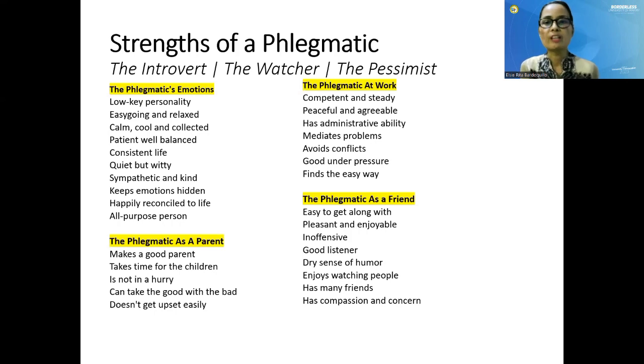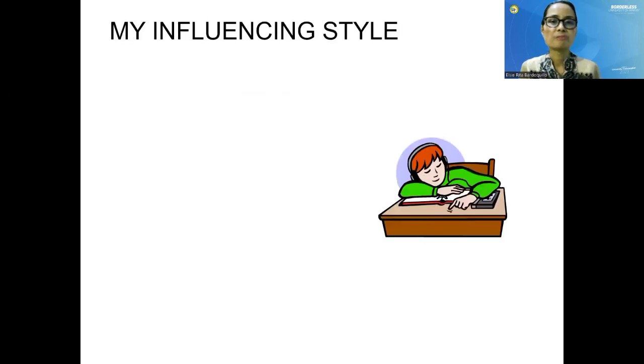The phlegmatic at work, they tend to be competent and steady, peaceful and agreeable, has administrative ability, mediates problems, avoids conflicts, and is good under pressure, may find the easy way. The phlegmatic as a friend, they're easy to get along with, pleasant and enjoyable, inoffensive, good listener, sense of humor. In short, medyo dry sense of humor, corny, enjoys watching people, has many friends, and has compassion and concern, please.